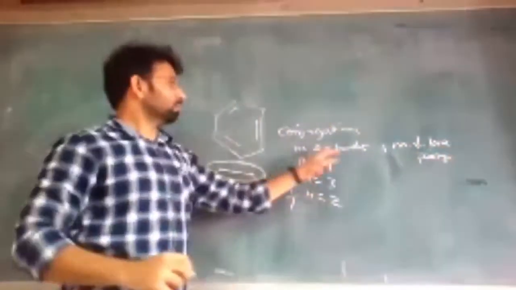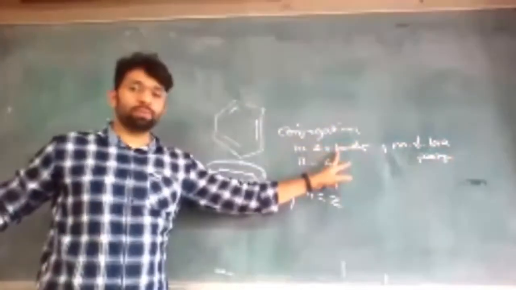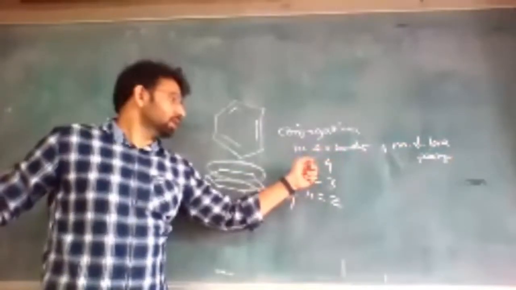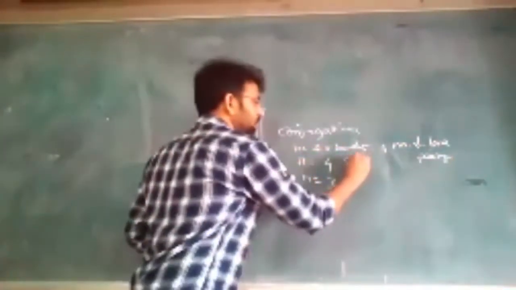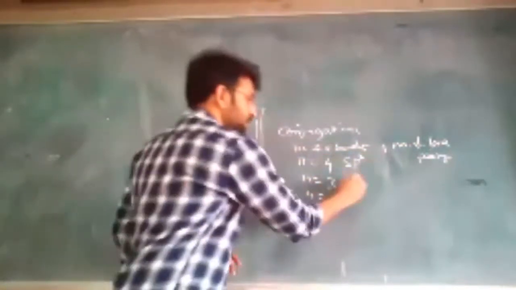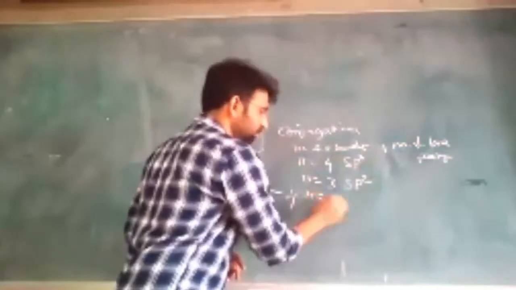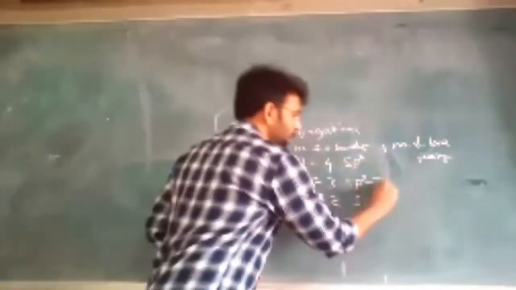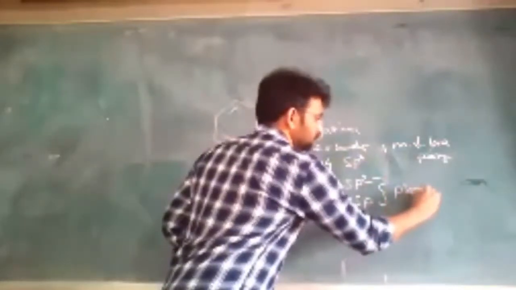So n is the number of sigma bonds plus the number of lone pairs. If this number is equal to 4, then the corresponding hybridization is sp3. If this number is 3, then it is sp2 hybridization, and if n is 2, then it is sp hybridization. And these two are planar in nature.